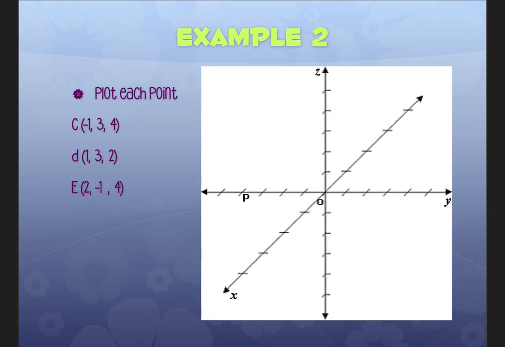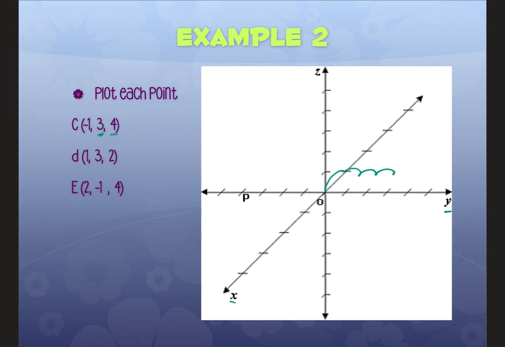Example 2 says plot each point. So the first one, negative 2, 3, 4, means, again, here's my positive X. So this time I'm starting in the middle and I'm going back 1. My positive Y is over here. So I want to go to the right 3. But I can't just move it directly where 3 is and plot a point. I have to move it parallel to those parts. So that's about where 3 is.